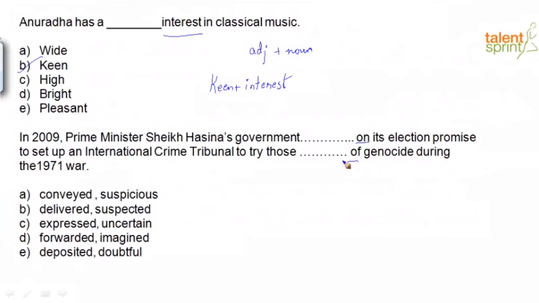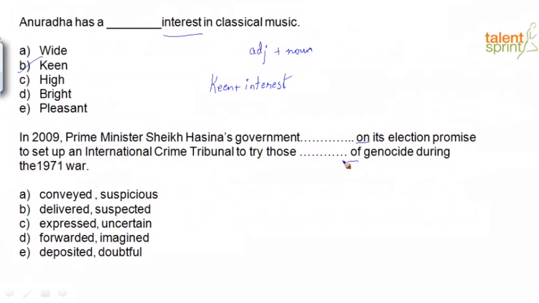He was suspected of doing something, right? Imagined of doesn't sit right. You can be doubtful of someone or something. So the second blank, A, B, and E go, right? C and D not very likely. What about the first blank?